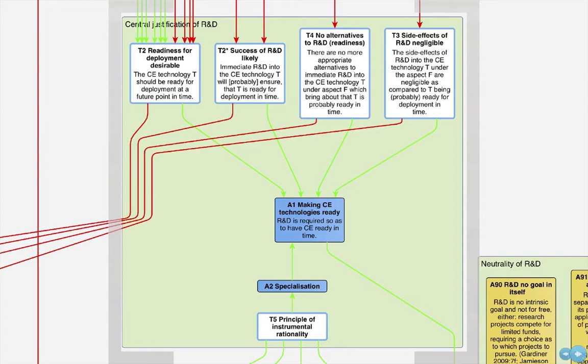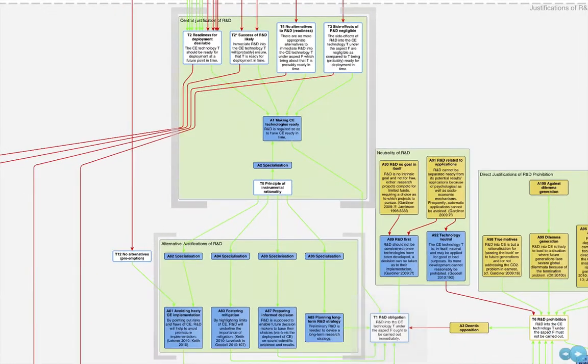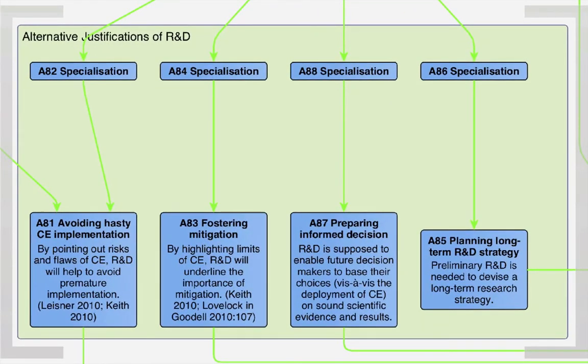If one accepts these premises, one has to accept the R&D obligation too. If, however, one doesn't agree with all assumptions of the central justification, this does not mean that one has to give up the R&D obligation. That's because there might be other justifications of CE research. Some such alternative R&D justifications are shown in the argument map. Like the central justification, they all represent means-end arguments.